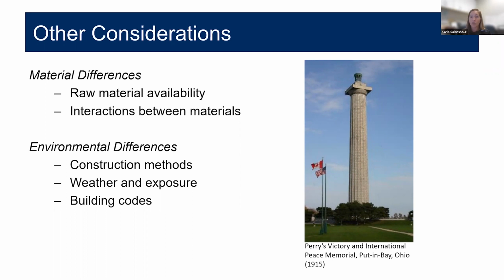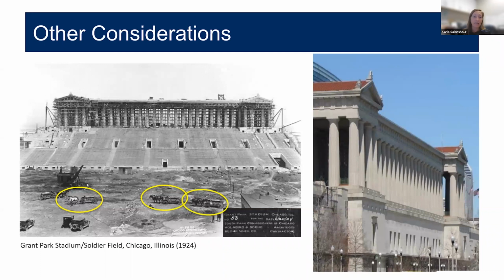Doric columns were also a primary focal point of the main entrances of Grant Park Stadium, now called Soldier Field in Chicago, opened in 1924. And construction of this stadium was completed using steam shovels, which were the earliest type of power shovel or excavator. And you can see horse-drawn carriages circled in the images here.